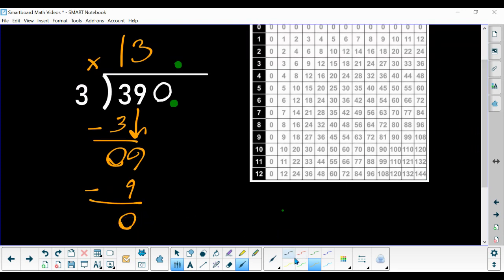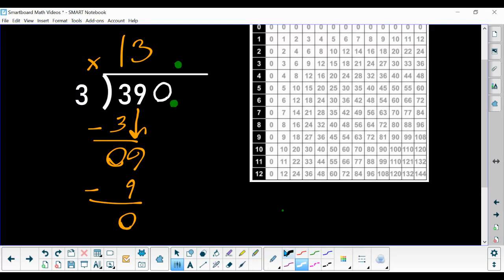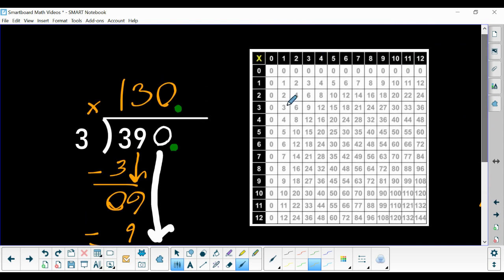You're not done yet. Your next step is to get your 0 and bring it down. How many times does 3 go into double zero? Well, that's an easy one. 0, none. And there's your answer, 130 or 130.0.